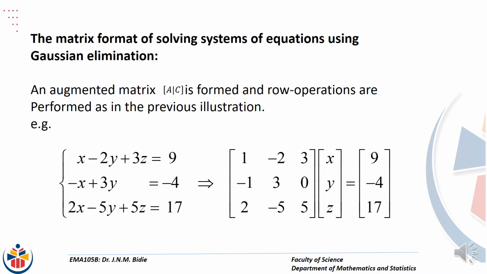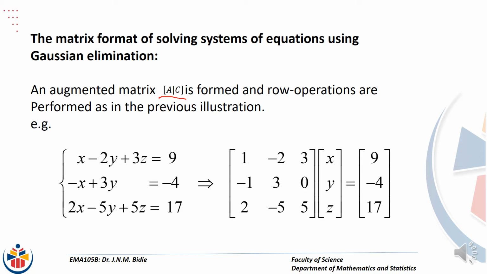So we formulate an augmented matrix which has got A, which is the matrix of coefficients of the variables, and C, the matrix of constants. So all the coefficients of the variables go into matrix A, and C are all the constants in their order. So the matrix form we know is in that order.